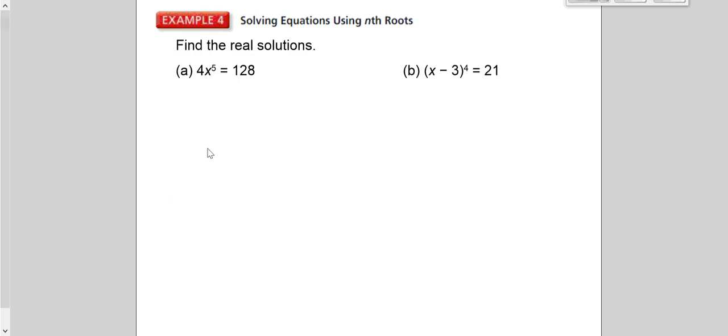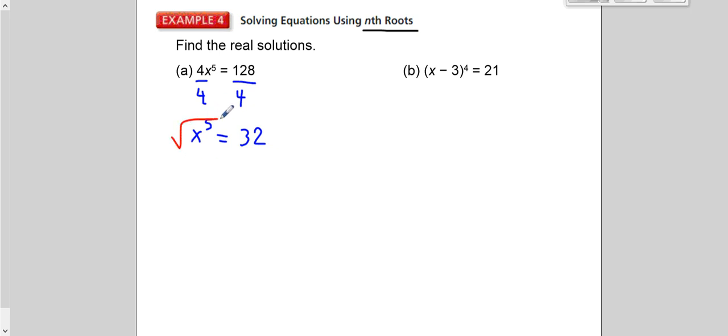Solving equations using nth roots. Find the real solutions. All right, here we go. We are going to isolate the power and then undo the power using nth roots. So the first thing we have to do is isolate the power. X to the 5th is being multiplied by 4. Undo multiplication with division. Four goes into 12 3 times. 4 goes into 8 2 times. So that's 32.